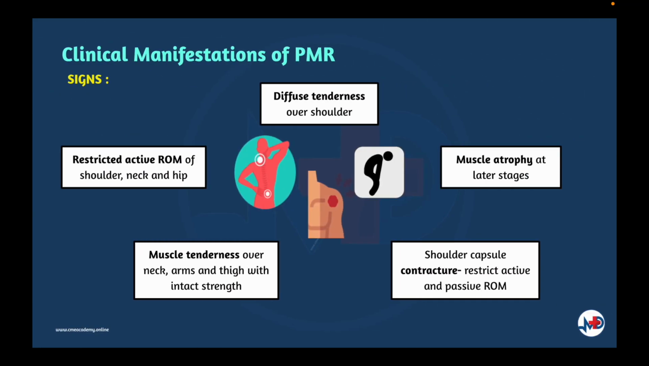Here are some of the signs of Polymyalgia Rheumatica that patients might present with. There is diffuse tenderness over the shoulder without localization, and the pain usually restricts the active shoulder range of motion, while passive range of motion could be normal. Subsequently, there's restriction of neck and hip movements because of pain. Next, patients may complain of muscle tenderness of the neck, arms, and thighs, however, muscle strength is usually intact. In the later stages, there's disuse muscle atrophy with proximal muscle weakness. At the same time, contractures of the shoulder capsule may lead to limitation of passive and active motions.